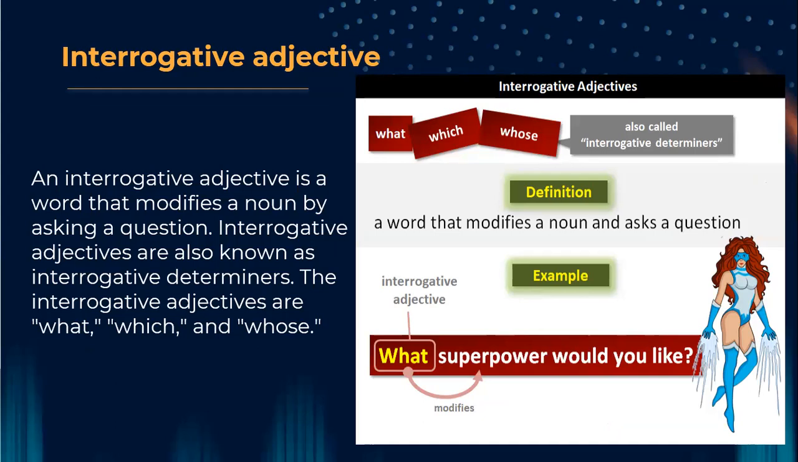For example, what superpower would you like? What superpower would you like? Right? For example, if I say, what book are you reading? Whose computer is this? So these words, what, which, and whose, are used as interrogative adjectives in these sentences. Okay, that is why these are also known as interrogative determiners.